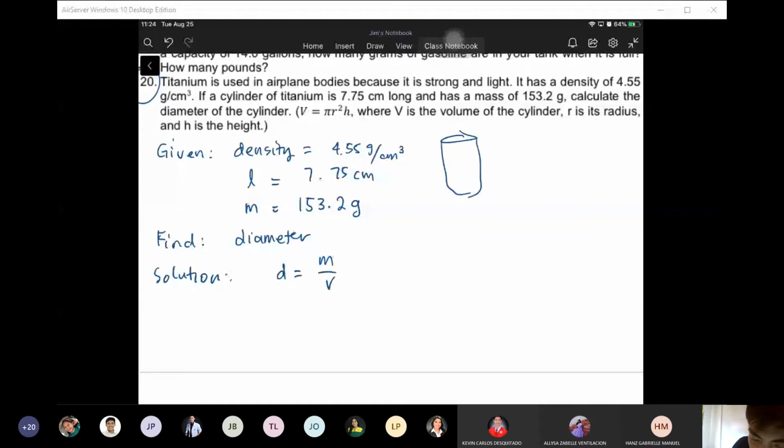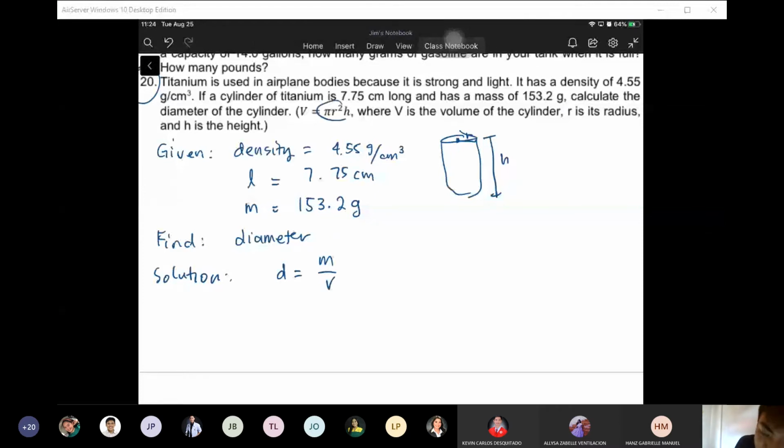Kunwari yan yung magandang cylinder natin. This is the radius of your cylinder, and this is the height of your cylinder. So, yun. What we have is the equation for the volume of the cylinder.